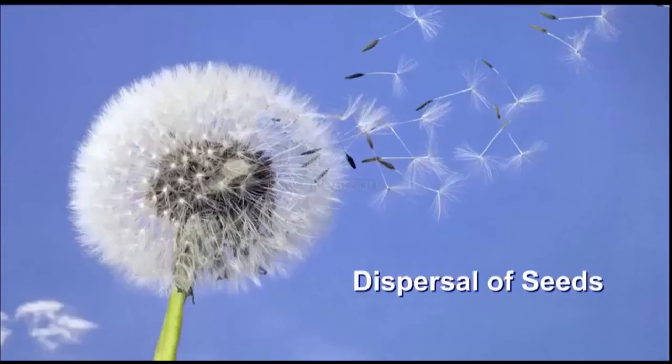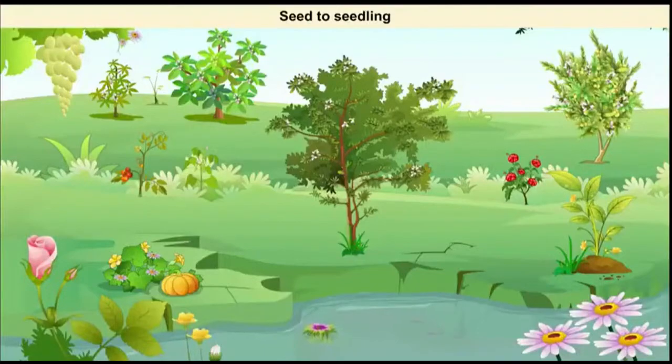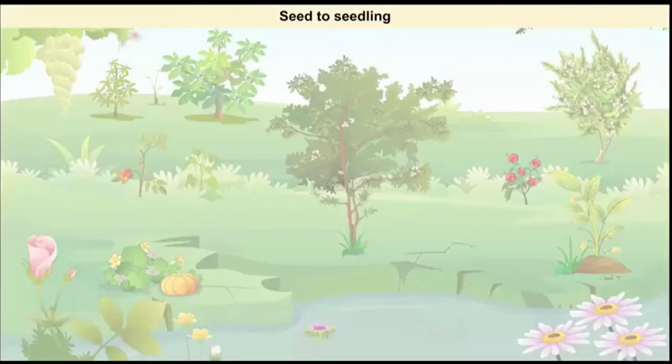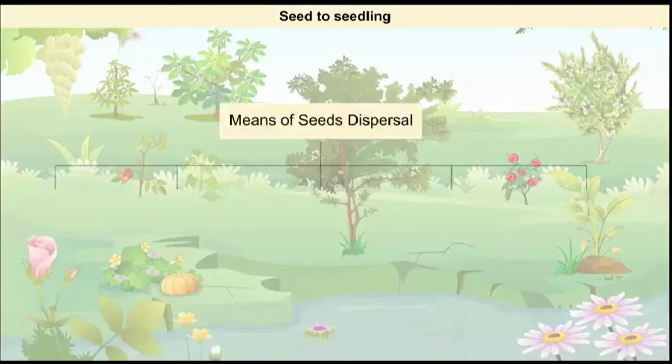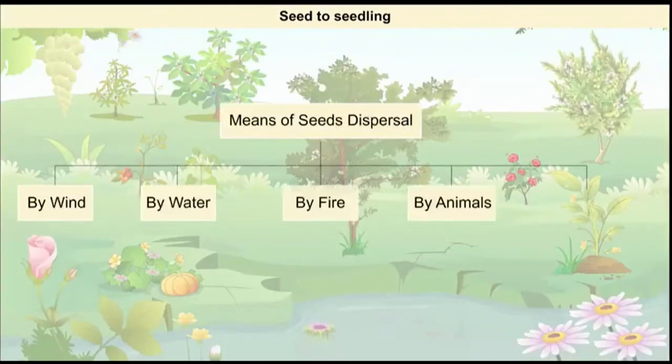Dispersal of seeds. Plants disperse their seeds by different means. Seeds may get dispersed by wind, water, fire, or animals. Some plants even shoot their seeds out explosively.